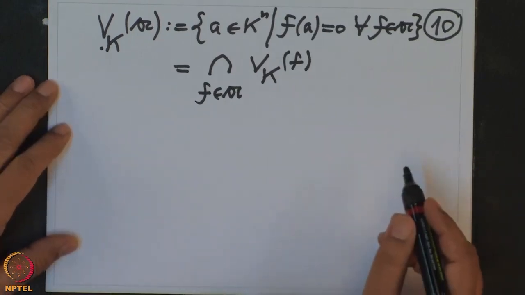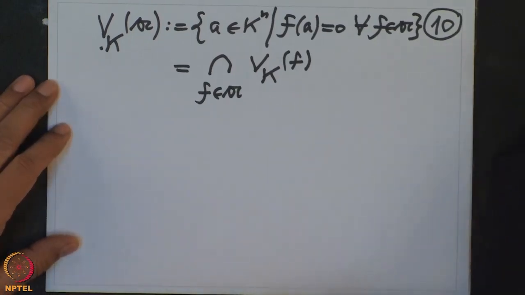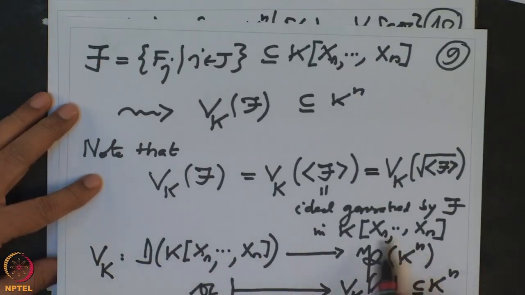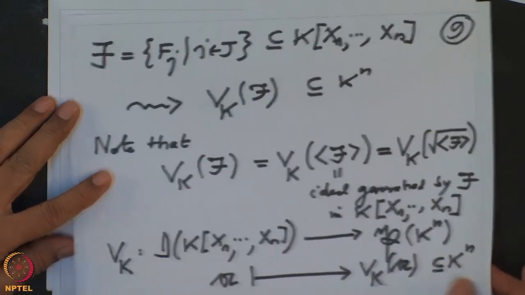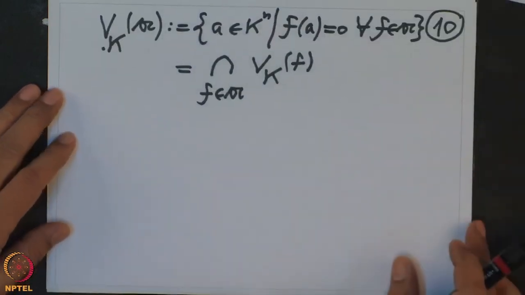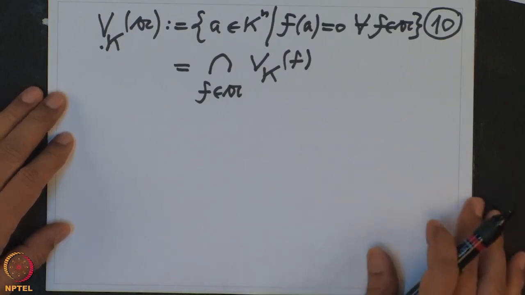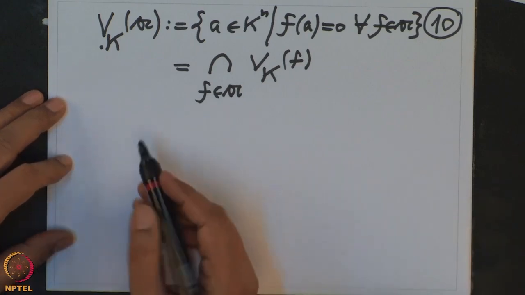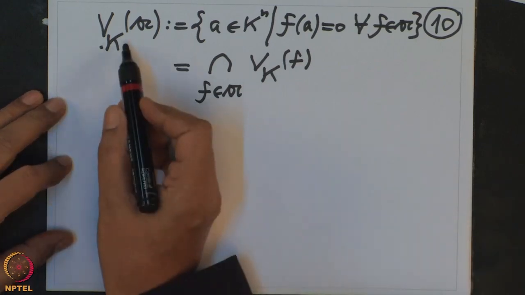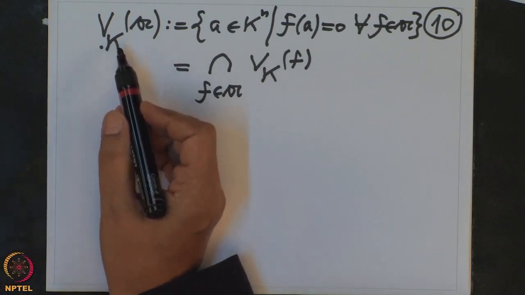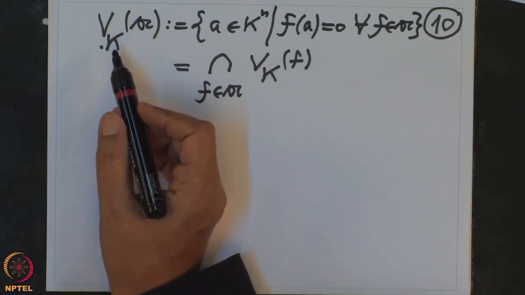So we have defined a map from the ideals in this ring to the power set of this. And now we would like to check when it is bijective, or what is the possible inverse for this, or such things, and study the properties of these sets. And I will list some properties which are mostly easy to check.